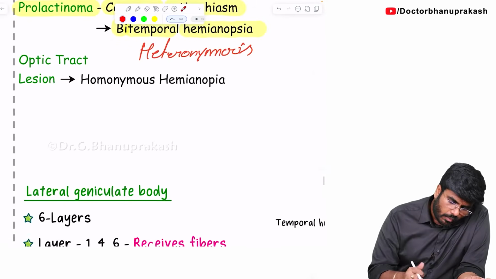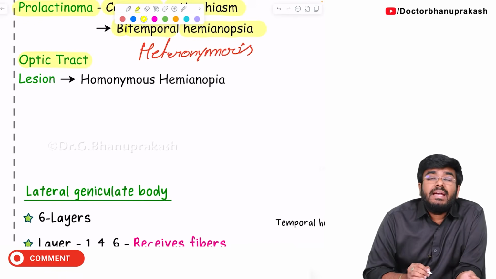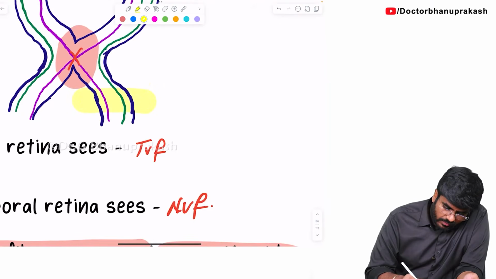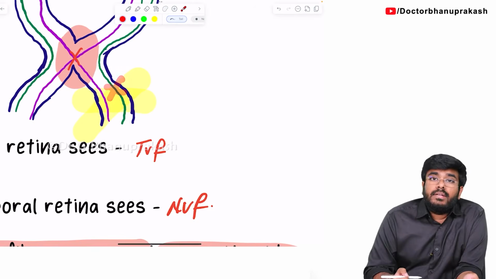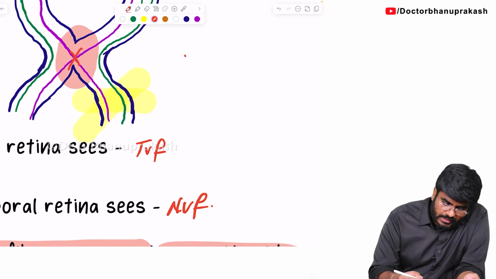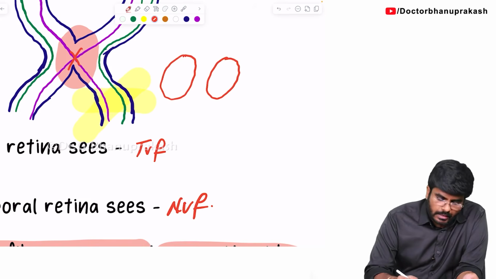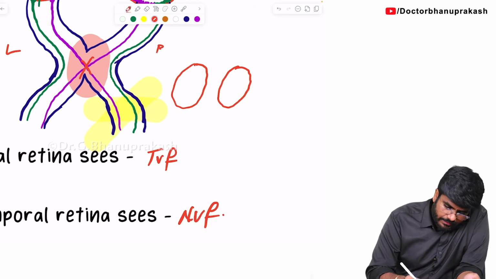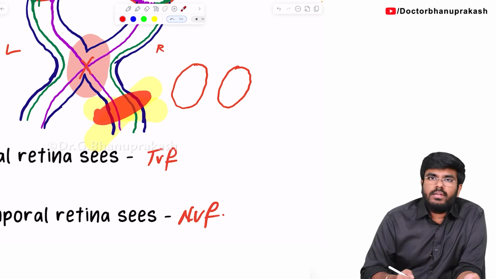In the same way, what if the optic tract is damaged? When the optic tract is damaged, the ipsilateral temporal fiber is affected. Tell me what will happen when this area is damaged. The ipsilateral temporal fiber is gone and the contralateral nasal fiber is gone. So how will the visual field be? Imagine these are the visual fields of both eyes, with the left side and the right side. Let's say the lesion is on the right side.